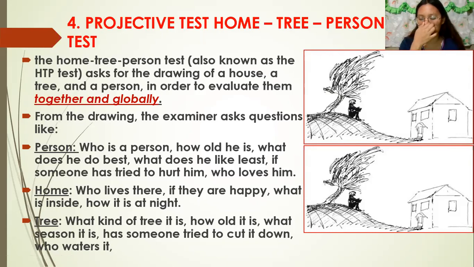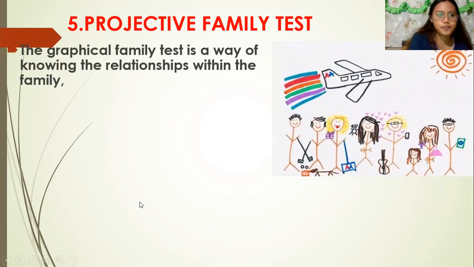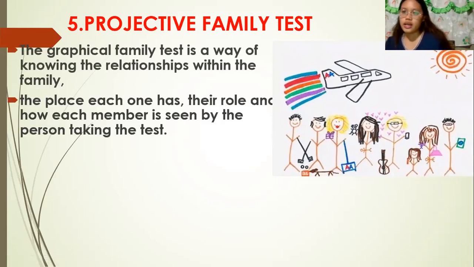So this is looked upon by the interpreter or the person who conducts the test. So it is seen as a whole picture globally and together. So another type is the projective family test. So basically, the person is asked to draw his or her family. It will show basically the relationship or the interaction among them, their roles, and how each member is seen by the person.